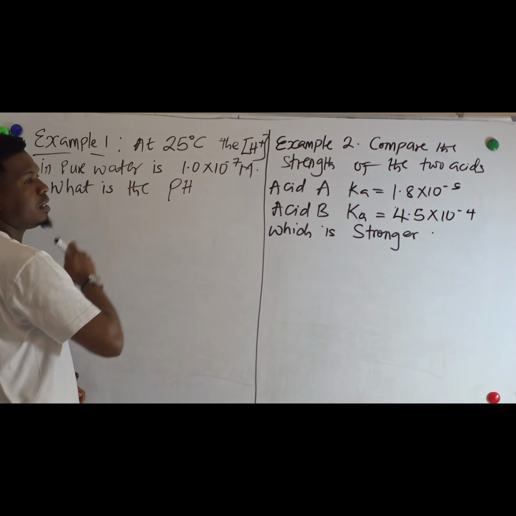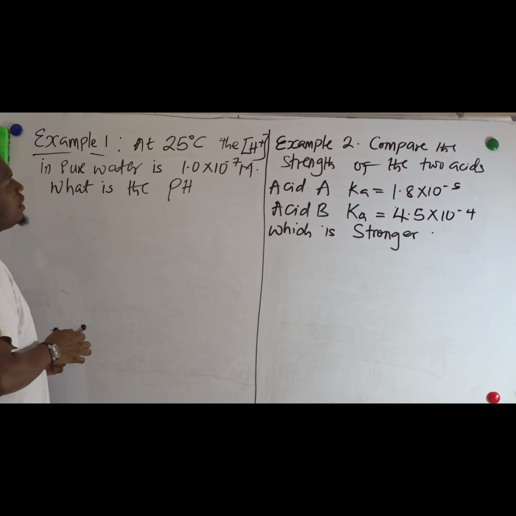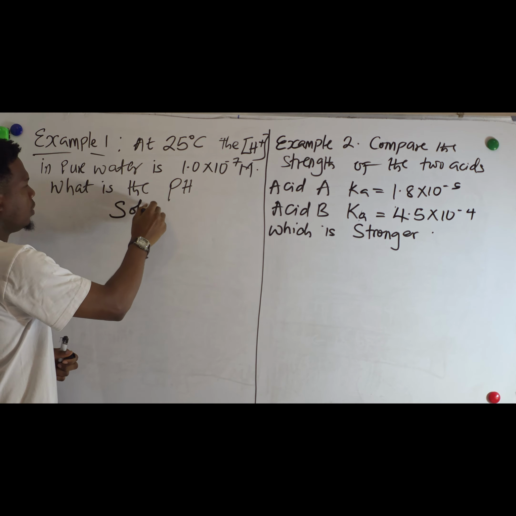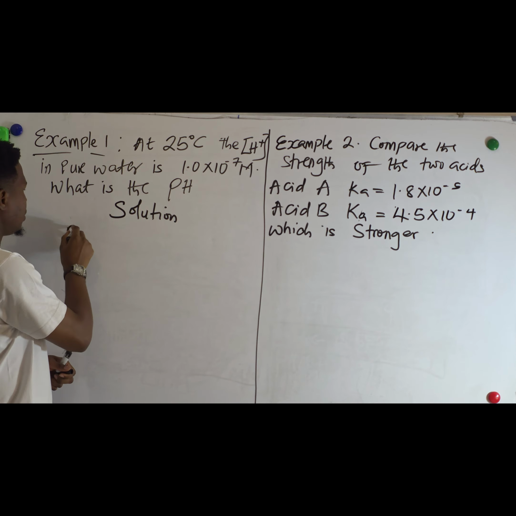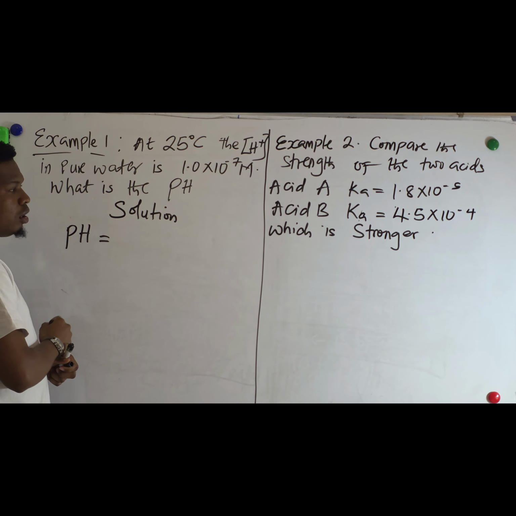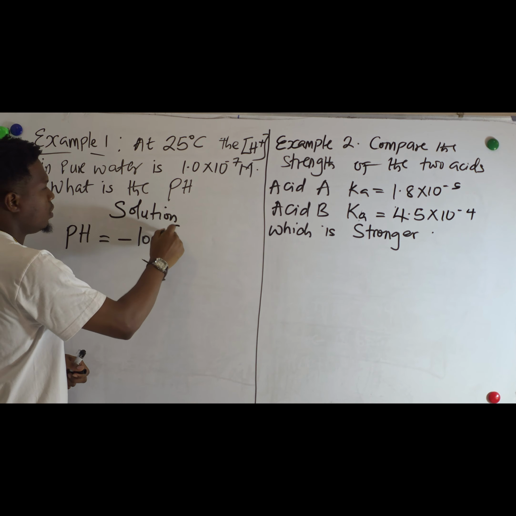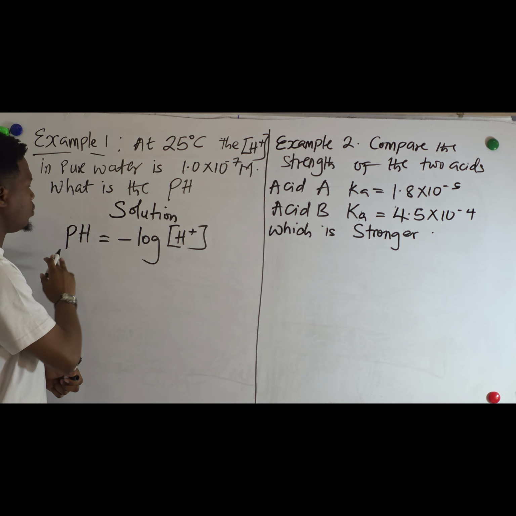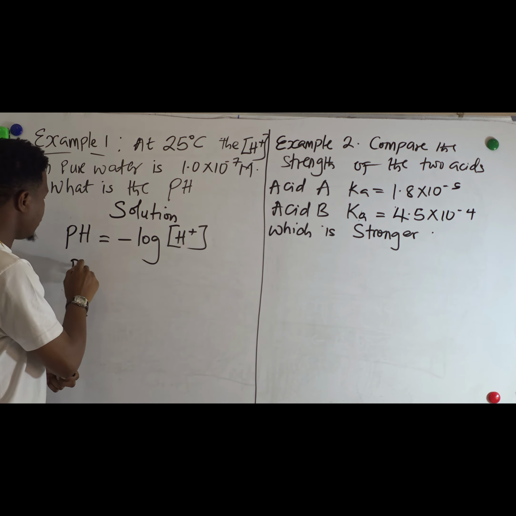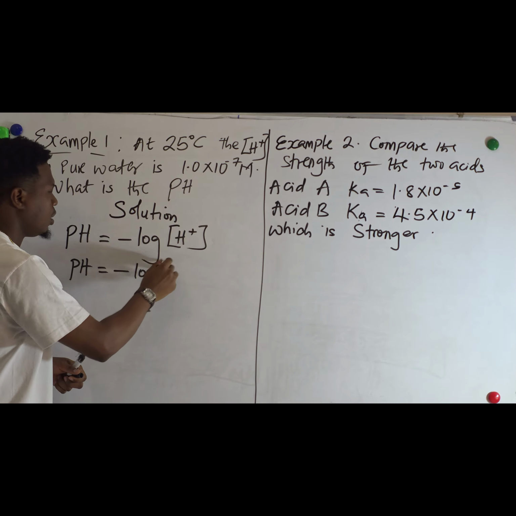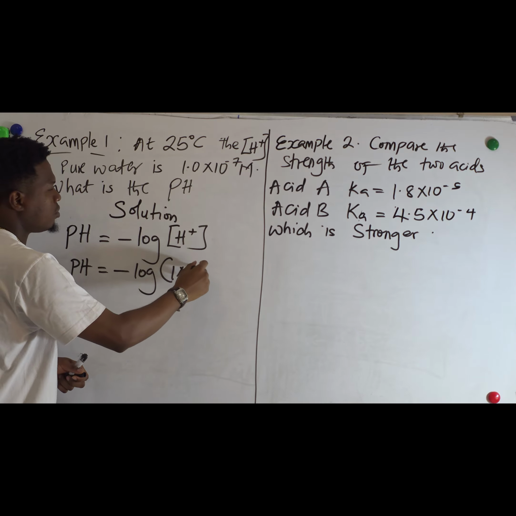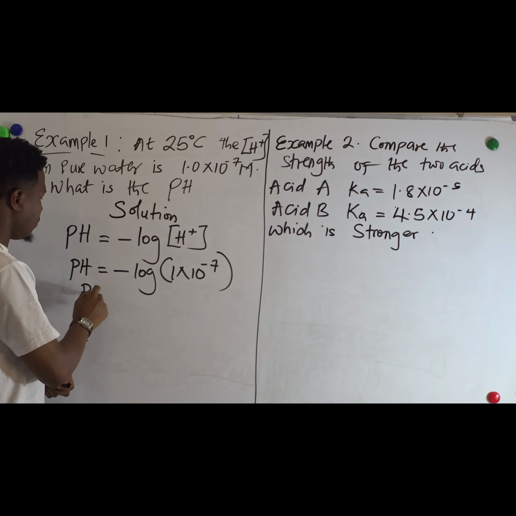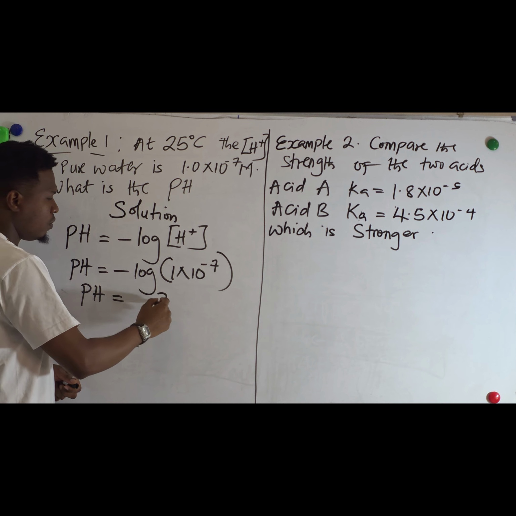There are two questions here. Let's start with this, okay? At 25 degrees C, the hydrogen ion concentration in pure water is this value. What is the pH? You know that the pH of a solution is minus log hydrogen ion concentration. So this was dissolved in pure water, so the pH of this solution will be minus log of 1 times 10 to the power of minus 7. Your calculator will give you 7.0.